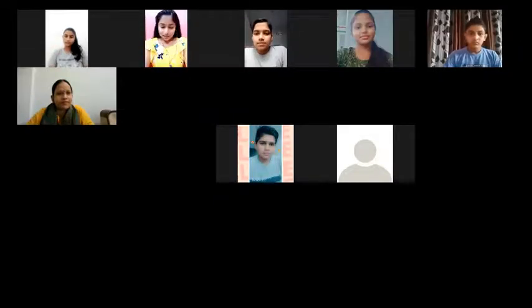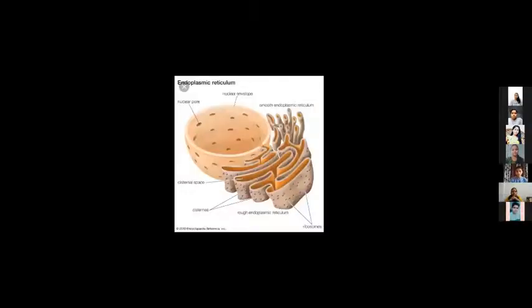As I have given my introduction, today I am going to explain the topic endoplasmic reticulum, which is an organelle present in the cytoplasm. So let me first share the screen. So yes, this is the endoplasmic reticulum. What is the meaning of endoplasmic reticulum? Endo means inside, plasmic means cytoplasm, and reticulum means a network. So we can say a network inside the cytoplasm.